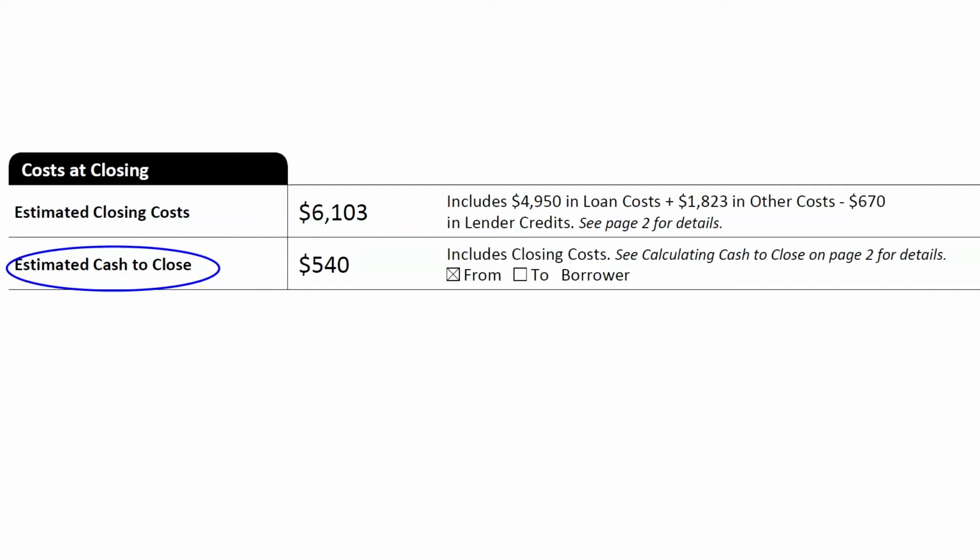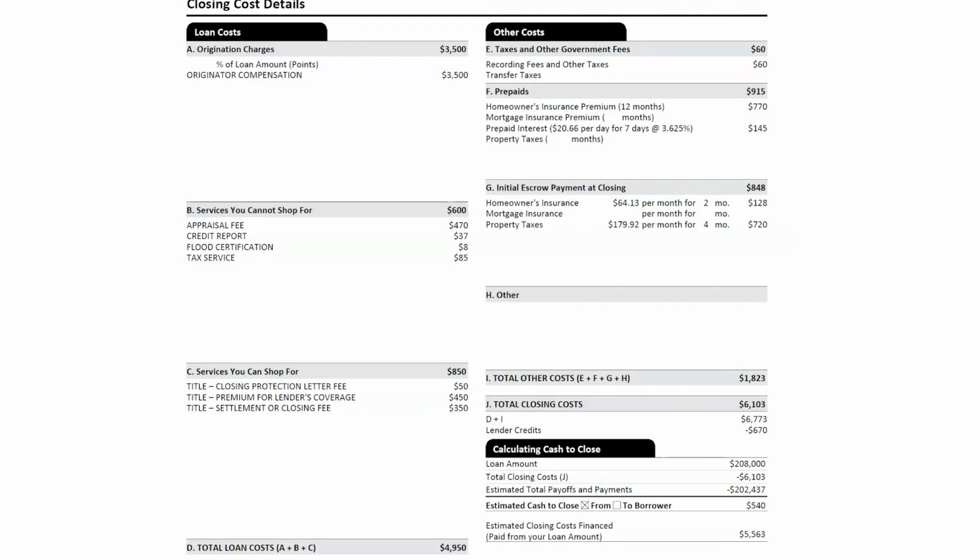As mentioned previously, this does not account for your earnest money deposit or any seller concessions, if applicable, on a purchase transaction. If this is a refinance and you are getting money back or taking cash out, the To Borrower box will be checked. In the closing cost details section, Section A, this is where you'll see what you're being charged to get the interest rate chosen, or if this is a negative number, this is the amount of credit you'll be receiving to be applied against your total closing cost.